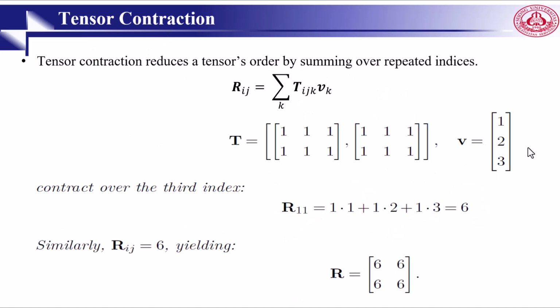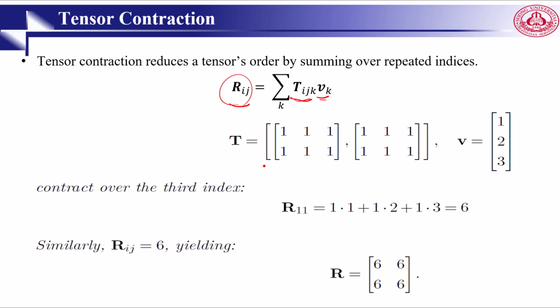Then we have tensor contraction. Tensor contraction reduces a tensor's order by summing over repeated indices. You can see here R_ij is the sum of T_ijk multiplied by V_k. This equation shows the process, where R_ij is the resulting contracted tensor, T_ijk is the original third order tensor, and V_k is a vector that we use in the summation. This helps us to lower the tensor's order by 1.